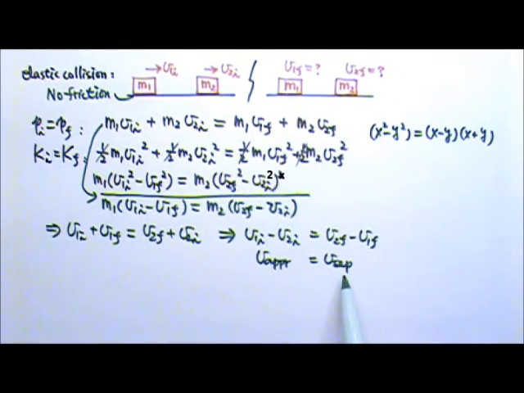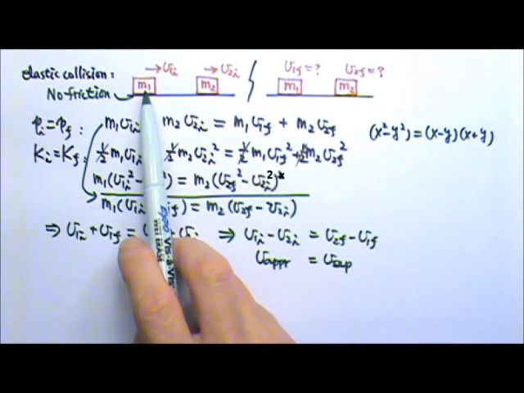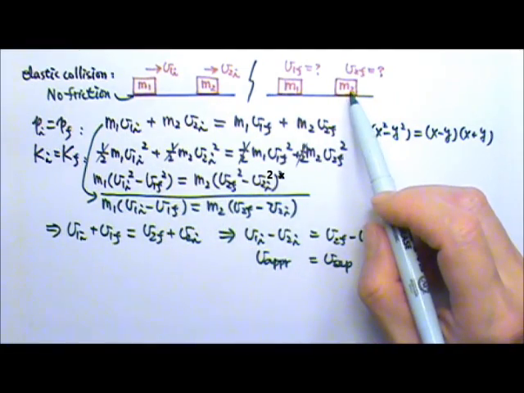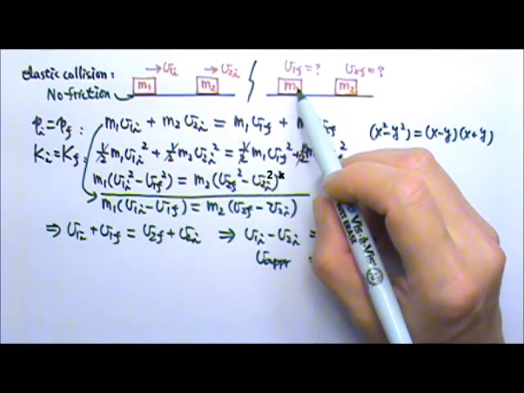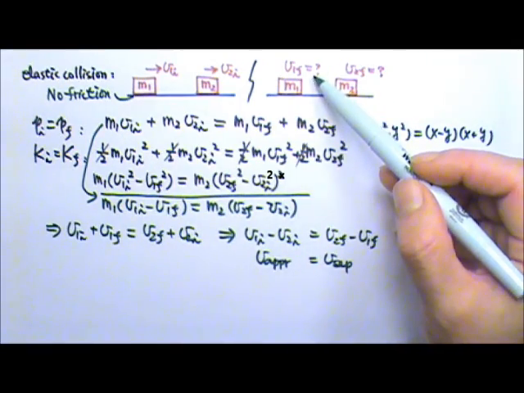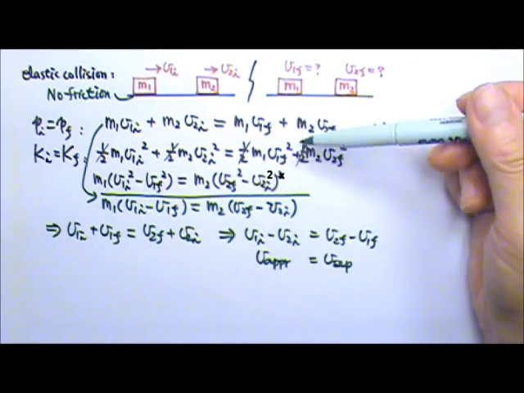And this here tells us that at whatever rate the block behind approaches the block in the front, the block in the front would separate at exactly the same rate from the block behind after the collision. So this approaching speed equals the separating speed. So we get a new equation to use, but we still need two equations to solve our two unknowns. That means we can still use one of these two.